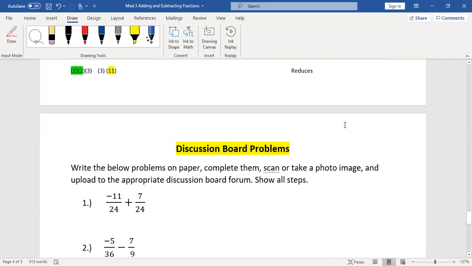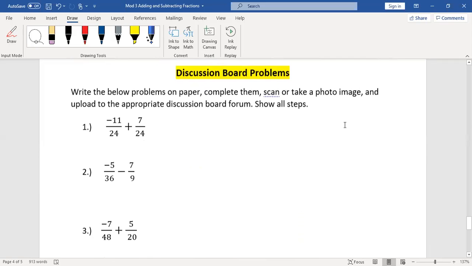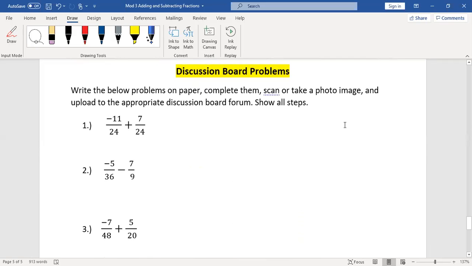We are now to our discussion board problems. Go ahead and write down 3 problems on paper, complete them, scan or take a photo image, and then upload to the appropriate discussion board form. Be sure to show all your steps.